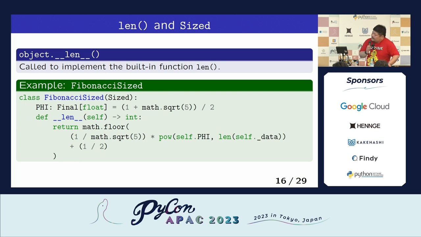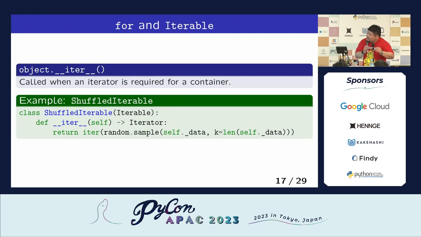Next, the len function and size. The size of an object is determined by the object having the len method. Fibonacci size returns the Fibonacci sequence. Do you know Fibonacci sequences? Yes. So phi is equal to the golden ratio.